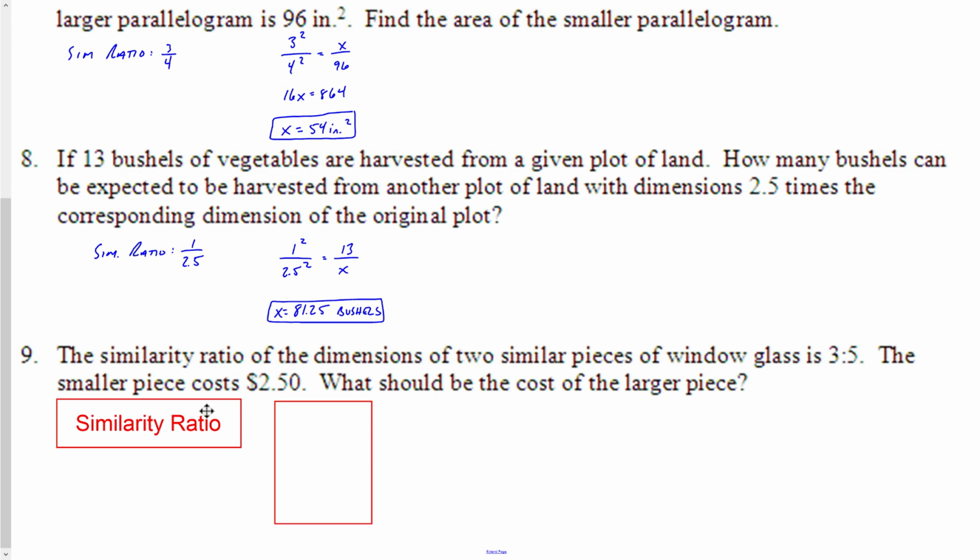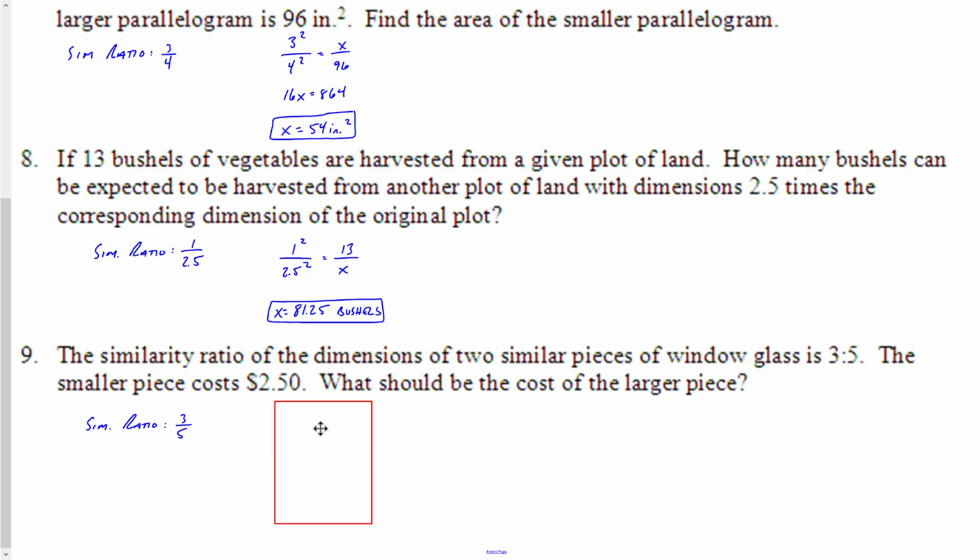Number 9, if you think about a piece of glass, this is also an area problem because glass does not just go around the edge. Glass fills an entire area of a certain shape. So again, similarity ratio is what we need first. We are told that in this case it's 3/5.